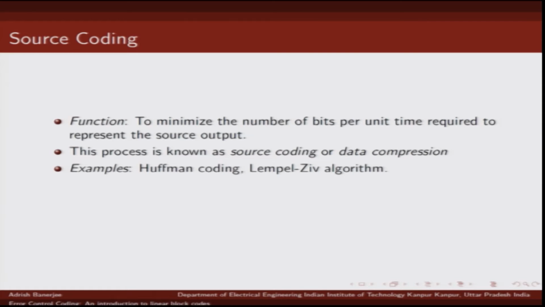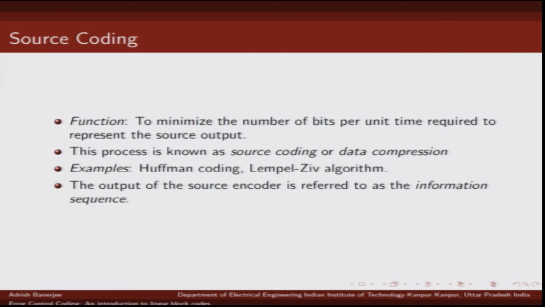Some examples of data compression techniques are Huffman coding and the Lempel-Ziv algorithm. We will not be talking about these, because they are topics of interest in information theory. We will restrict our discussion to coding theory topics in this course. And as I said, the input to our channel encoder, we are referring to as the information sequence.